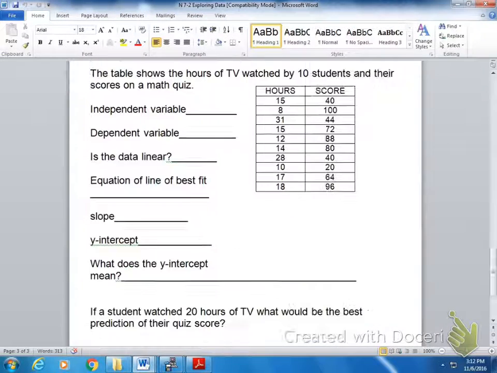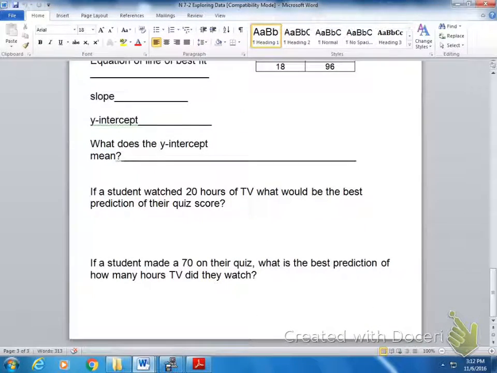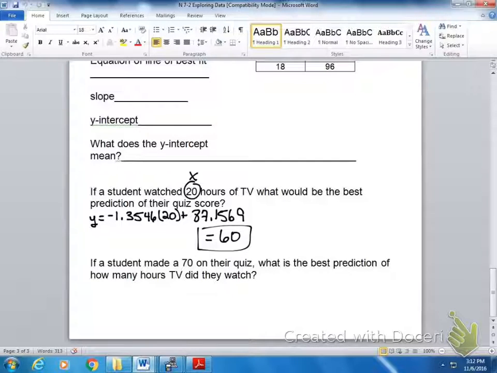We're almost done. It says if a student watched 20 hours of TV, what would be the best prediction of their quiz score? Well, guys, they're giving us an x value here. This is hours of TV, so we just need to plug it in for x. So I have y equals negative 1.3546 times 20 plus 87.1569. Now, there's a lot of decimals. Of course, I can put that right in my calculator. And so if you watch 20 hours of TV, this predicts that you'd make about a 60 on the quiz.